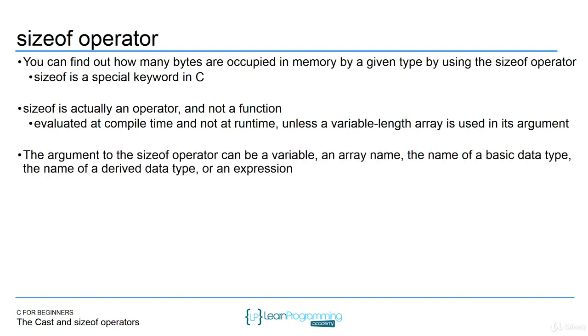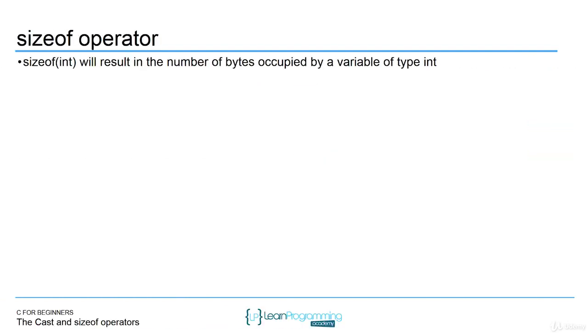The argument to the sizeof operator can be a variable, an array name, the name of a basic data type like int or float, the name of a derived data type, anything, or an expression. So you could say sizeof(x + y). And that's basically just going to give the size of the resulting number, right? If x is an int and y is an int, it would say this is an int, 4 bytes. If one was an int, one was a float, and the result was floating point arithmetic, then it'd be, float is 8 bytes or something. But you can use it for many things, and you should use it for many things.